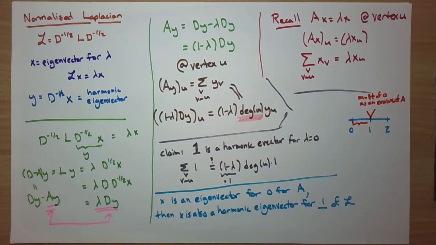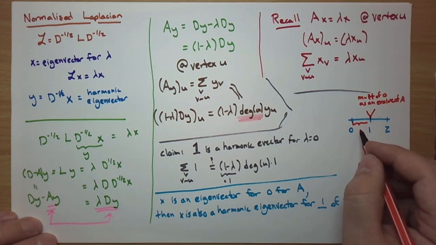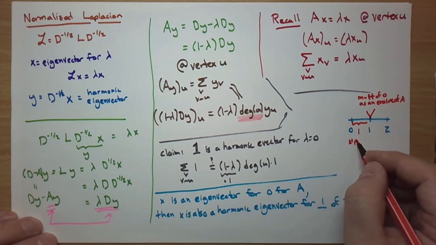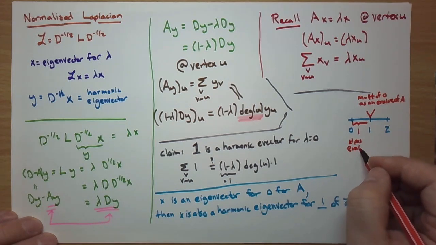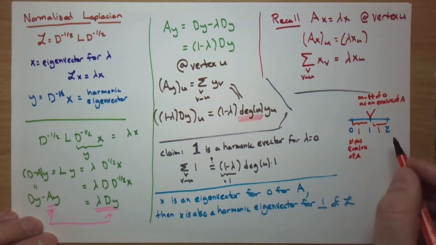And between 0 and 1, what is this? Well, how many eigenvalues are there from 0 inclusive up to 1? Well, this is the number of positive eigenvalues of A. And similarly, between 1 and up to 2, this is the number of negative eigenvalues of A.